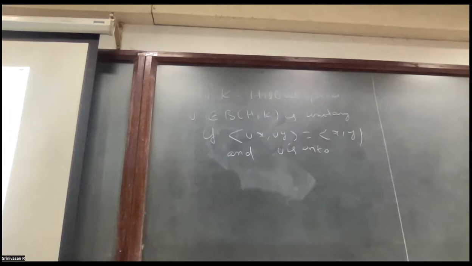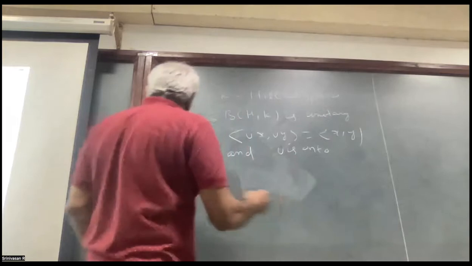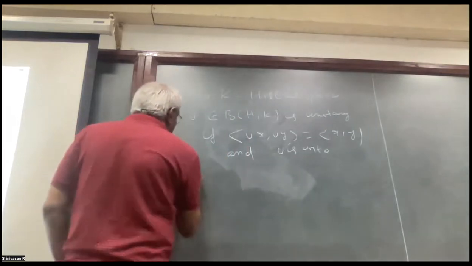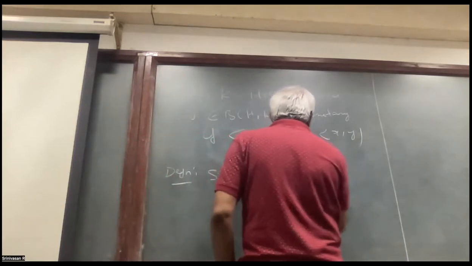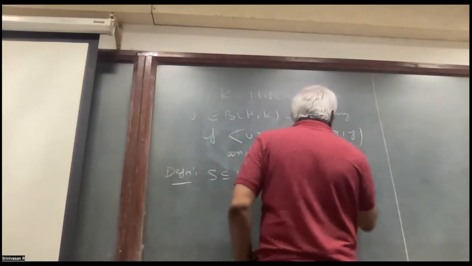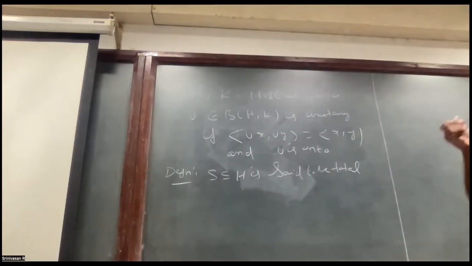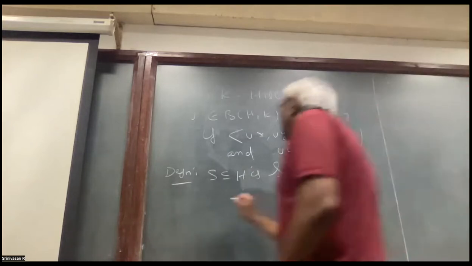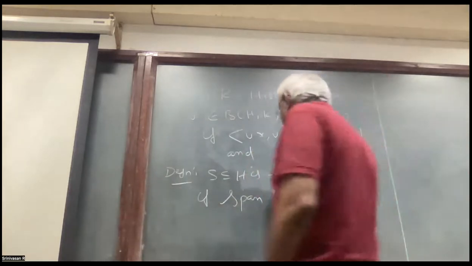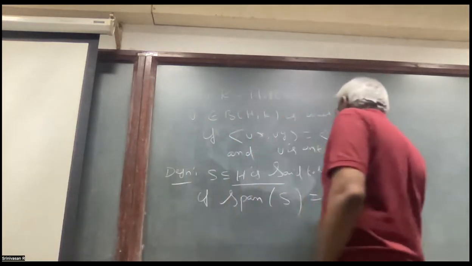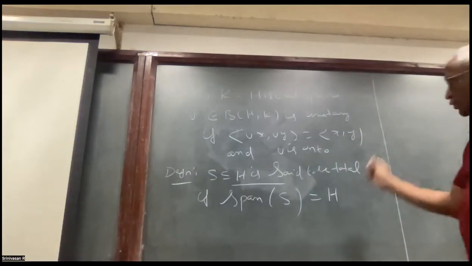Okay. So there is a lemma which we can define. There is something called, we haven't defined that, a set S contained in H is said to be total. A total set is, if you take the span of that set, you take the linear combination of all the elements in S, then take the closure, that is H. This is what is called a total set.